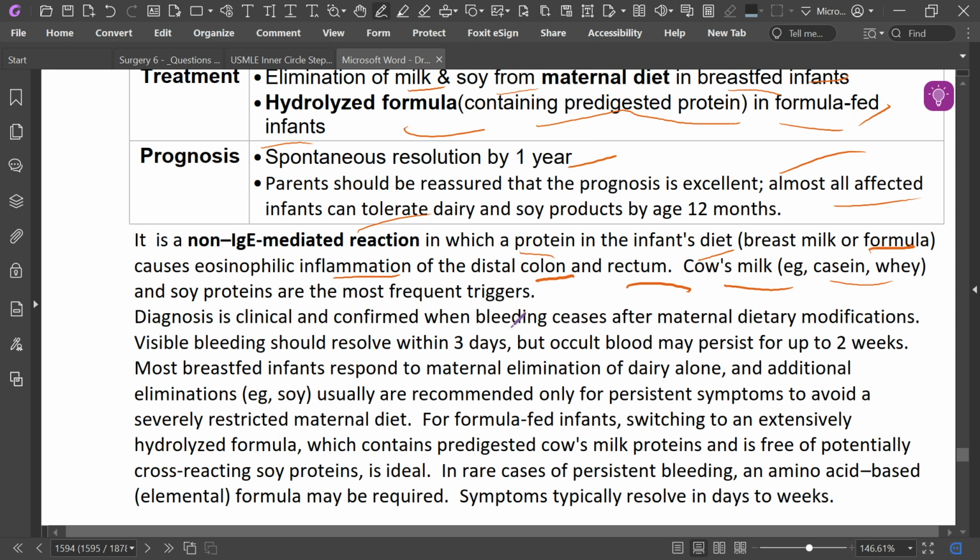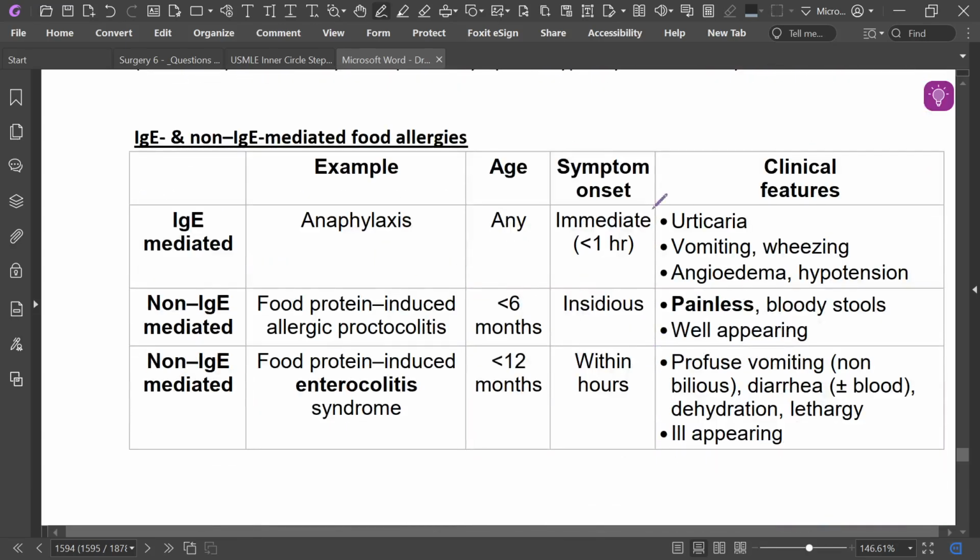Visible bleeding should resolve within 3 days, but occult bleeding may persist up to 2 weeks. Most breastfed infants respond to maternal elimination of dairy alone. Soy elimination is usually recommended only for persistent symptoms, to avoid a severely restricted maternal diet. In rare cases, persistent bleeding is present. IgE-mediated reactions are anaphylaxis, urticaria, vomiting; non-IgE mediated is food protein induced allergic proctocolitis, with painless bloody stool. Non-IgE mediated food protein induced enterocolitis symptoms usually occur in infants less than 12 months, within hours: profuse vomiting, diarrhea, dehydration, lethargy, and ill appearance.